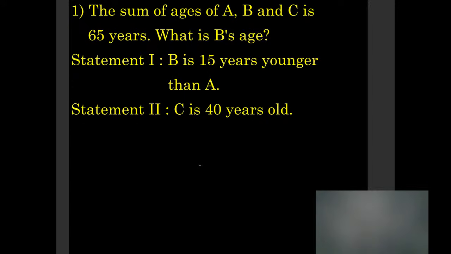Okay, the question here is: the sum of ages of A, B, C is 65 years. What is B's age? We should find the age of B. First, let us check what they gave: A plus B plus C is equal to 65. Next, we should find B's age.